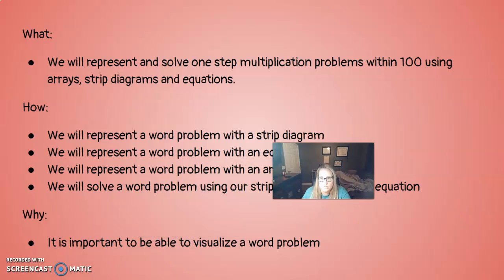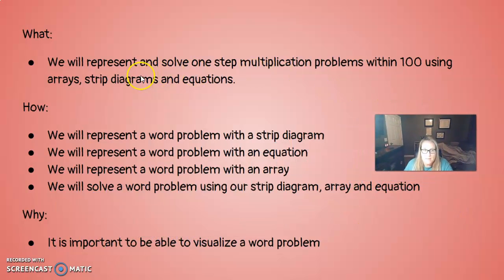So let's review what we talked about today. Today we represented and solved one-step multiplication problems within 100, so our numbers were never bigger than 100, using arrays, strip diagrams, and equations. We did this by representing word problems with a strip diagram, an equation, an array, and then we solved for the problem using our strip diagram, array, and equation. And we did it because it's important to be able to visualize a word problem in many different ways.